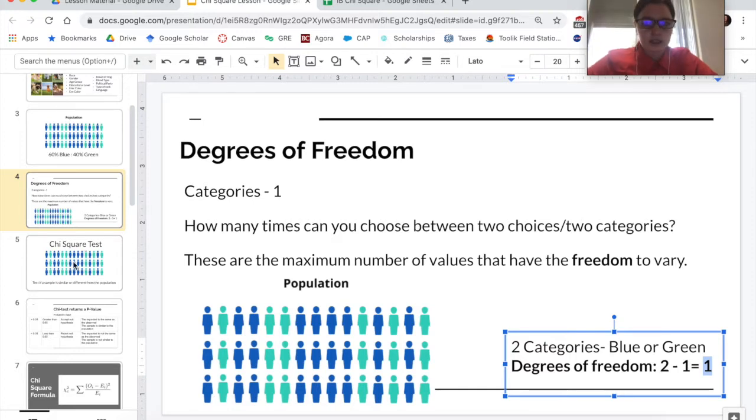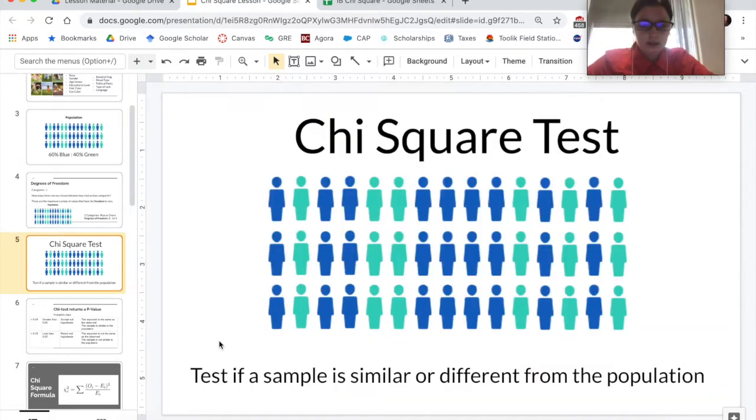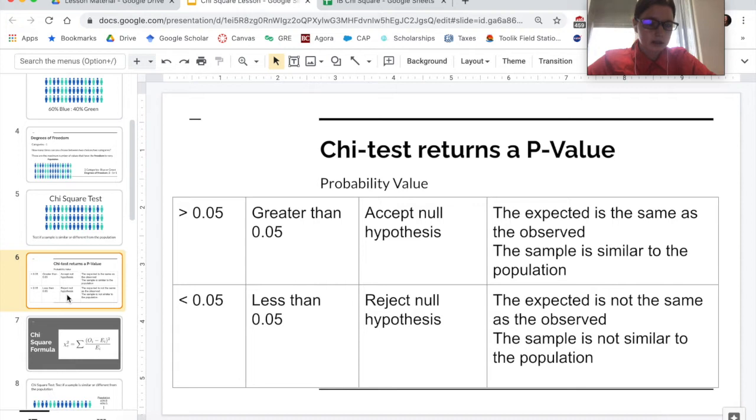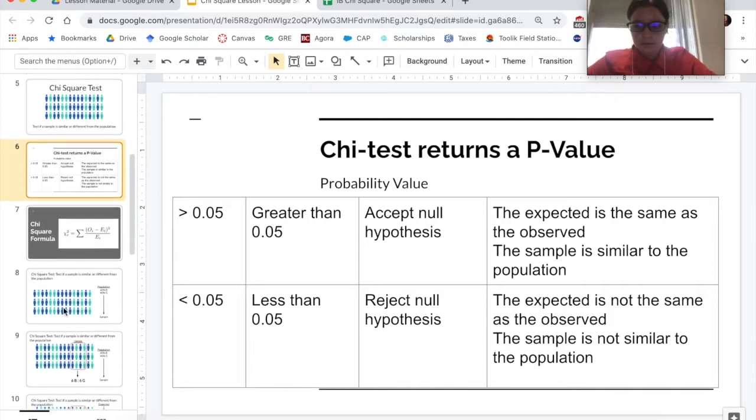Now let's move on to the chi-square test. This is a test to test if a sample is similar or different from the population. In Google Sheets, it'll return a p-value. If this value is greater than 0.05, then we accept the null hypothesis, which means that the expected is the same as the observed, or the sample is similar to the population. If it's less than 0.05, then we reject the null hypothesis, and the expected is not the same as the observed, and the sample is not similar to the population.